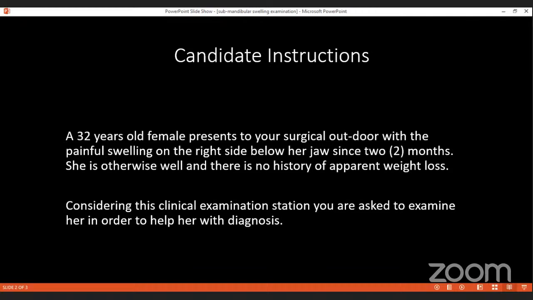So after doing that, then I will remove the glove. Then I will proceed. I will auscultate the gland for any bruit. Then I will also pass a light through the gland to check whether the light can pass through the gland or not. After doing it, I will now palpate the cervical lymph nodes.